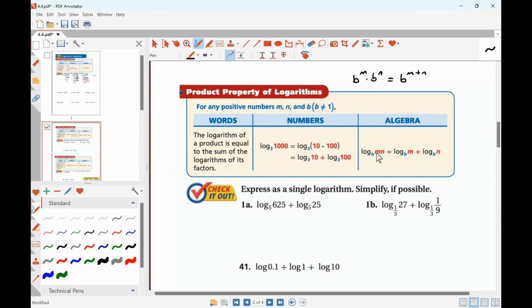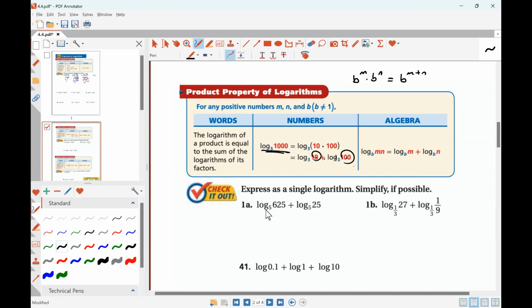Log base b of m times n is log base b of m plus log base b of n. So we use this property to simplify logarithms. Write the logarithms as a single logarithm. If there are two logarithms written separately, we can rewrite them as a single logarithm like this. Log base 3 of 10 plus log base 3 of 100, we can just multiply those numbers. Since the bases are the same, multiply them, and we get a single logarithm. So this is a way of simplifying logarithms.